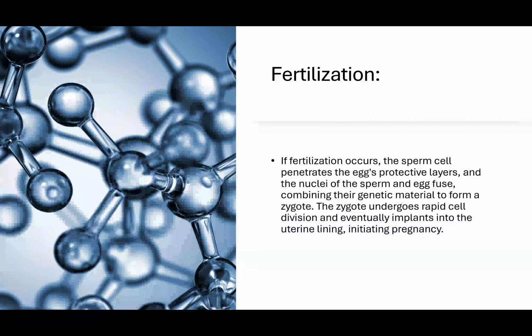Fertilization would be the end of this entire thing, because after fertilization, that's when meiosis 2 starts to be completed. So if fertilization occurs, the sperm cell penetrates the egg's protective layers, and the nuclei of the sperm and the egg fuse, combining to create the genetic material to form a zygote. The zygote undergoes rapid cell division and eventually implants into the uterine lining, initiating pregnancy.